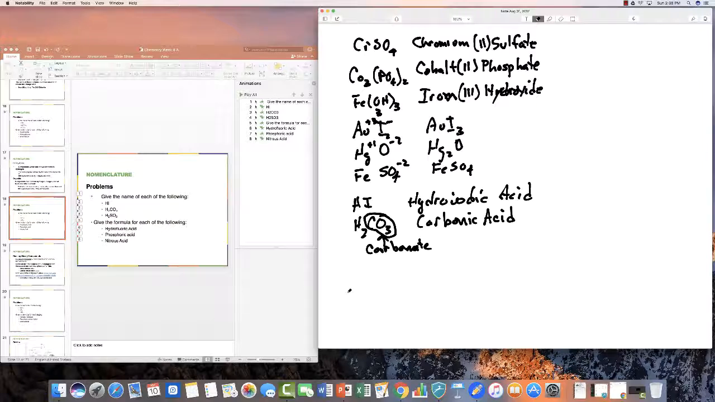This polyatomic anion, the third one here, H2SO3. Okay, again, if you look at your book, this is the sulfite polyatomic anion. Now, therefore, it's sulfurous acid. If this was a 4 and it was sulfate, it would be sulfuric acid.